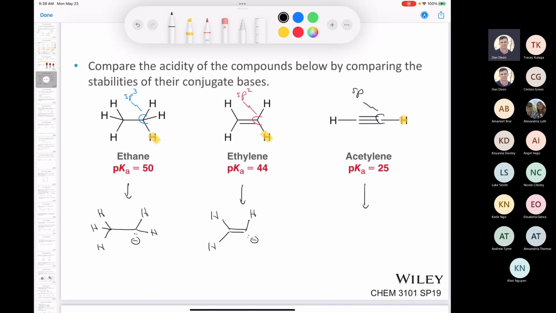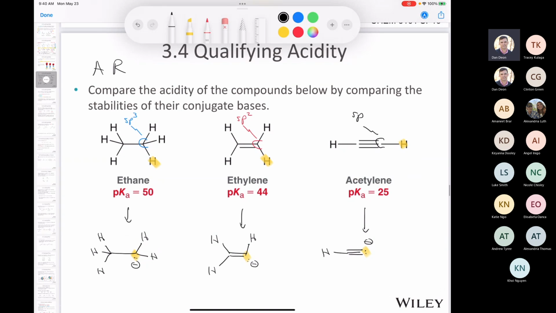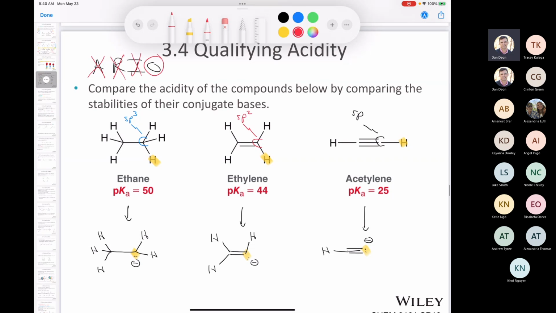And if I draw the conjugate base of acetylene, it's going to look like this. So you see we have a negative charge on a carbon, a negative charge on a carbon, and a negative charge on a carbon. If we bring out the acronym ARIO, we can't use atom because the negative charge is on a carbon for all 3 of these. You can't use resonance because there's no resonance structures to draw. You can't use induction because there's no electron withdrawing groups or atoms, and therefore we're left over with orbital.